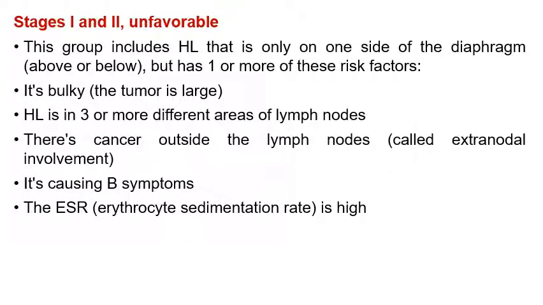And stages 1 and 2 unfavorable. When can we say that it is unfavorable? This group includes lymphoma that is only on one side of the diaphragm but has one or more of these risk factors. The risk factors include bulky disease, where the tumor is large in size, lymphoma in 3 or more different areas of lymph nodes, cancer outside the lymph nodes called extranodal involvement, and B symptoms. Additionally, the ESR rate is high. In that case, the situation becomes unfavorable, especially in stages 1 and 2.